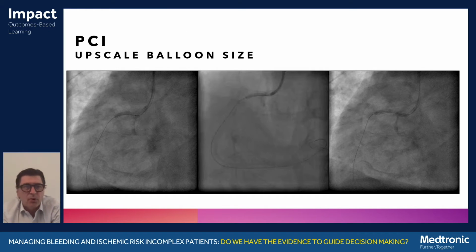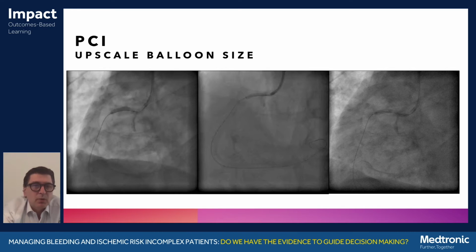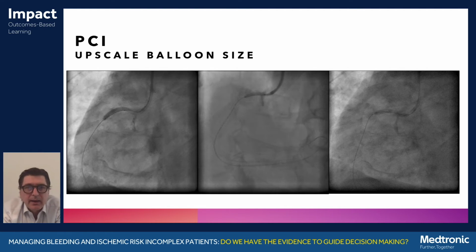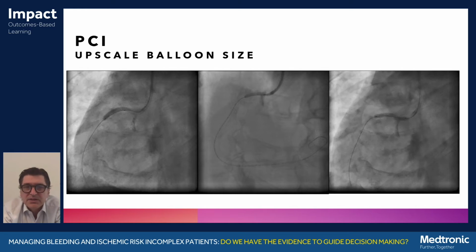And the PCI was performed first with a simple balloon upscaling. Because it was quite ostial and not very diffuse and severe, we tried to treat that in a classic way, also because, frankly, it was a very late Friday afternoon, and because of the age of the patient, we wanted to take things quite simple. But as you could see, the lesion was so severe that the balloons were always moving out of the stenosed lesion. Then again, we upscaled the balloon size in different sizes.